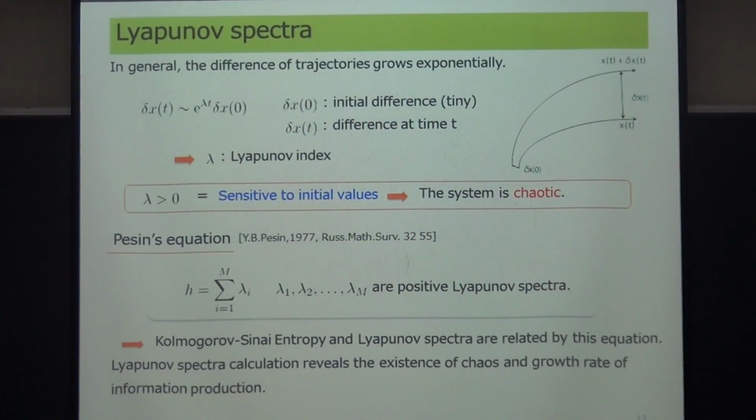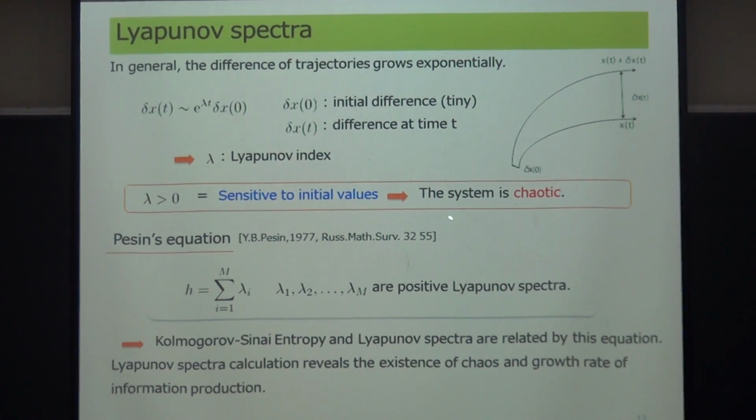Okay. And a more quantitative one is the Lyapunov spectra. As I said before, in general, the difference of trajectories grows exponentially. For example, if the initial difference is delta x0, then the difference at time t grows in this form. So lambda in the exponential is the Lyapunov exponent. If lambda is positive, we can say that the system is sensitive to initial values. So this means the system is chaotic.